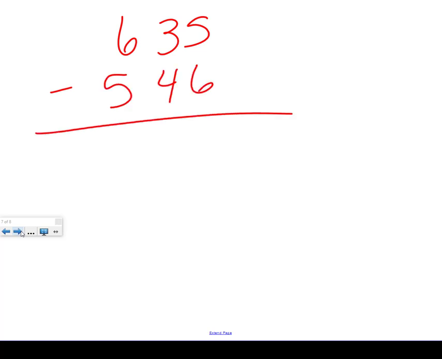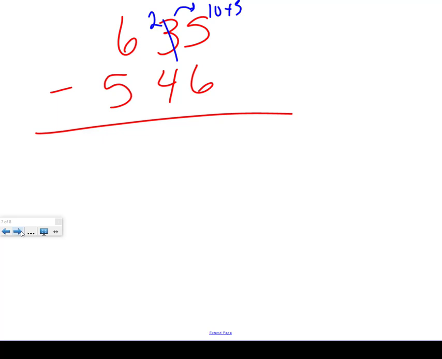All right, let's try 635 minus 546. In the first column, I have 5 things. I need to take 6 away from it, and that's not going to work. So we go next door and borrow, and that makes it a 2. Remember, when I bring things from the tens over to the ones column, I end up with 10 little pieces.